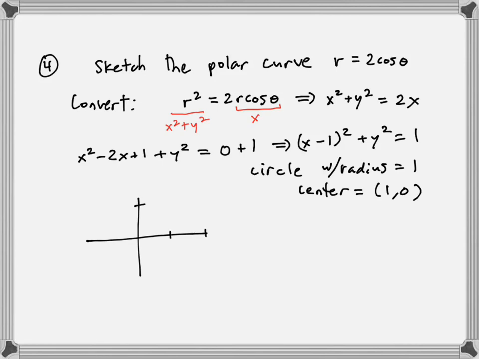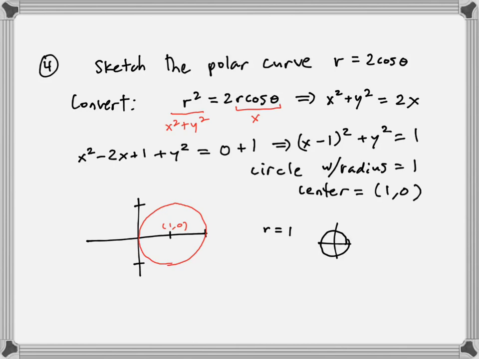What does this mean? So this is 1, 0, and this is what our polar curve looks like. Why is it not centered at the origin? This is not the natural unit circle, right? The natural unit circle at the origin would be the equation r equals 1. But the fact that we have r equals 2 cos theta, that's how you shift circles in polar coordinates.